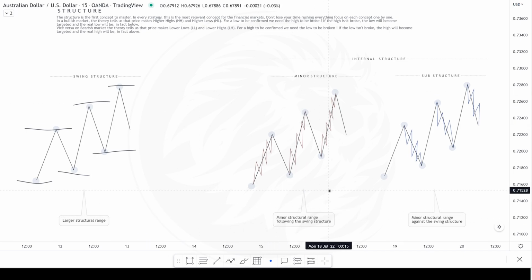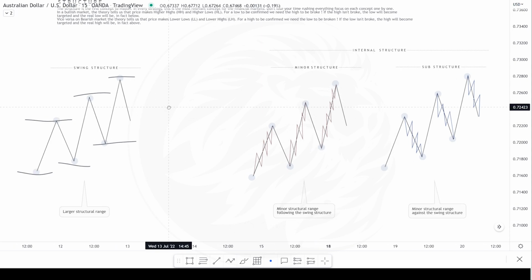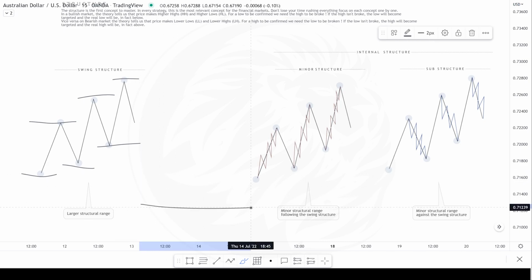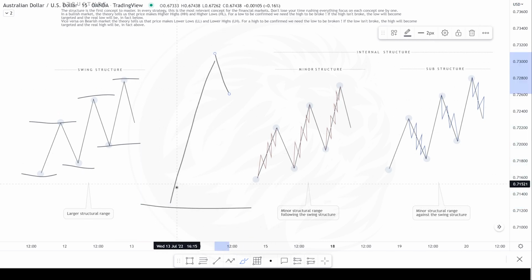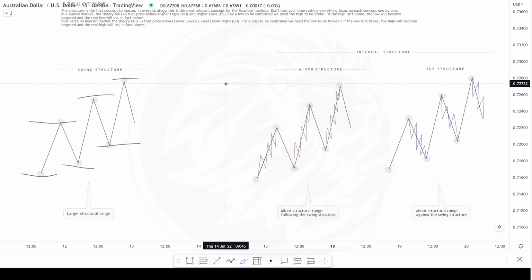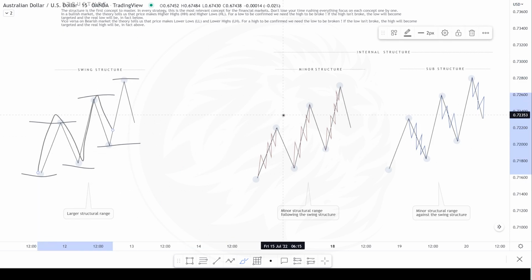The minor structure is the minor structural range following the swing structure. So you will see that sometimes the price is not perfect. In a swing leg, you have a lot of little structures, and if a structure is following the swing structure, which is bullish in this case, it will be called the minor structure.